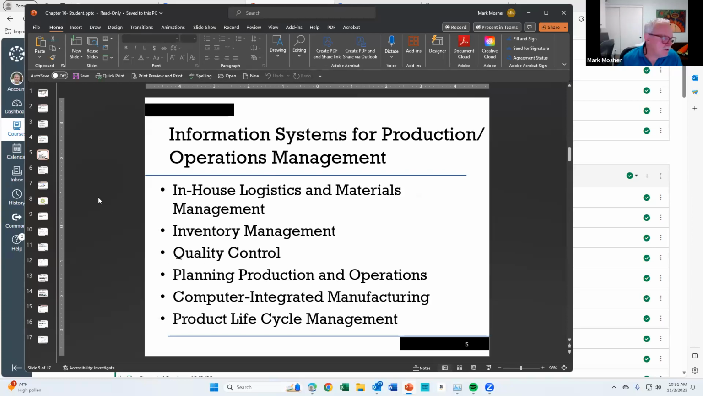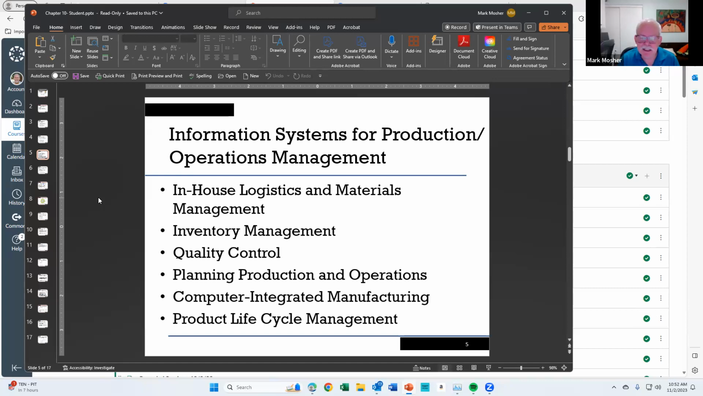All right, so the next section, another area that you might choose to use these things in, production and operations management. The first one is in-house logistics and materials management, the production management kind of thing. We're going to talk a little bit more about this in one of the future chapters. I think 11 is CRM, and then 12 is supply chain management. Might be the same as 11.